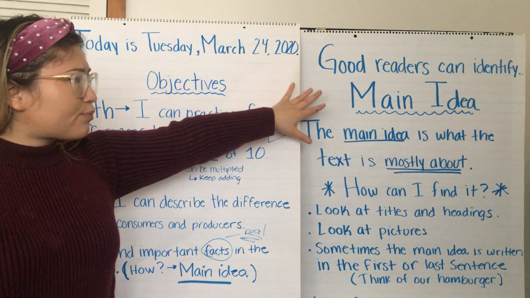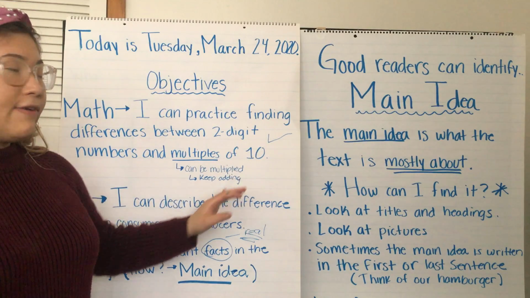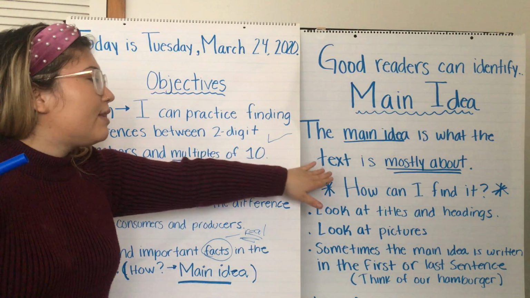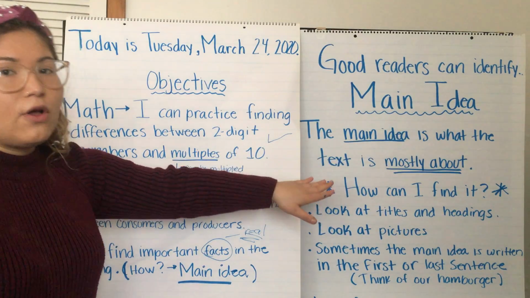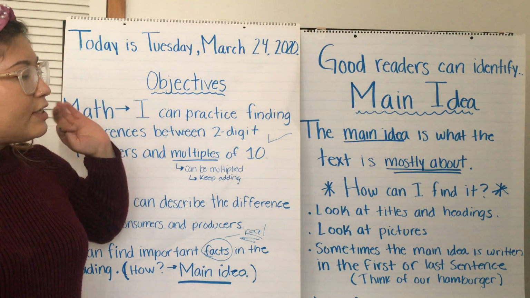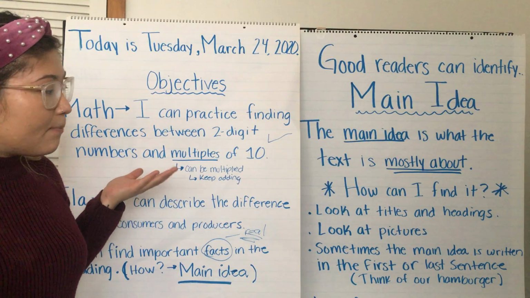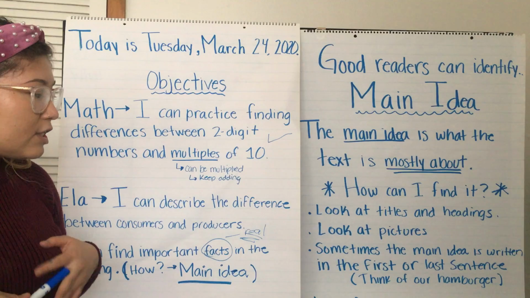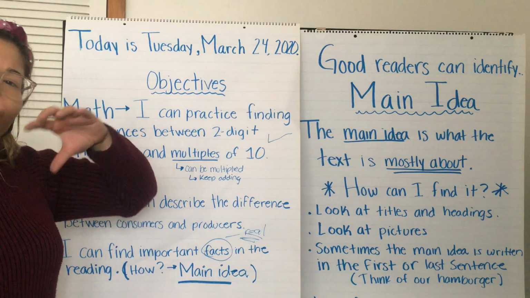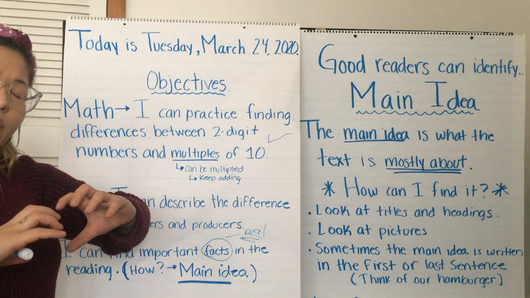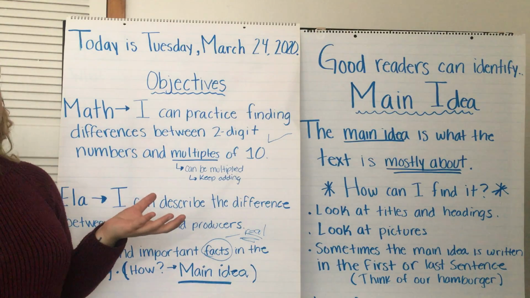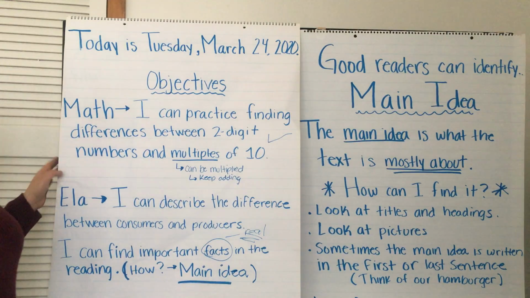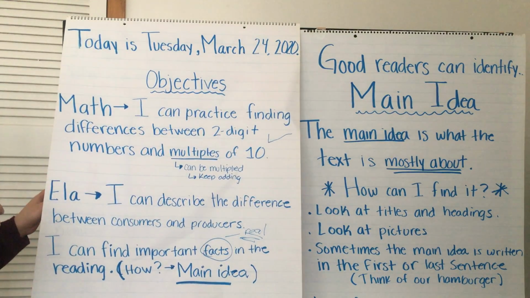So remember, good readers always identify the main idea. What's the main idea? We talked about this yesterday, it is what the text is mostly about. Okay, so we talked about all the different ways that we can find main idea. We can look at titles, we can look at headings, we can look at pictures, we can look at the first and last sentence in a paragraph, and we can also look for clue words that keep on repeating and repeating. Now what we're going to do today is we're going to be using an ice cream cone.